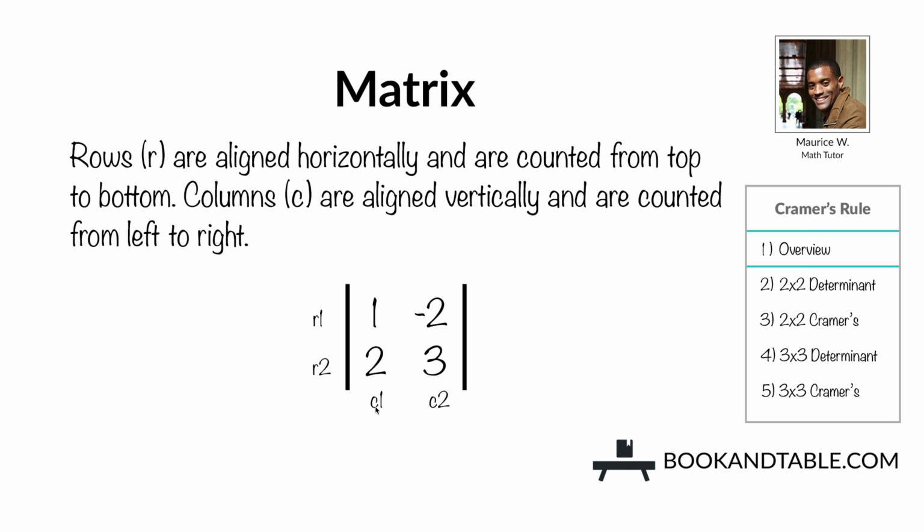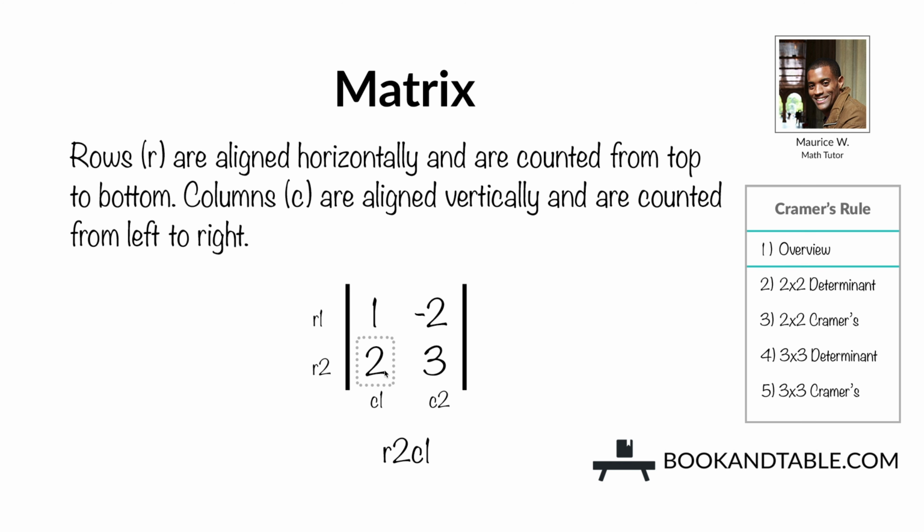Columns are denoted by the uppercase C and are aligned vertically and are counted from left to right. So we start all the way to the left on our grid. This is the first column, C1. This is the second column, C2. So 1 is in row 1, column 1. So this spot in our grid here can be represented with the expression R1C1, the first row, the first column.